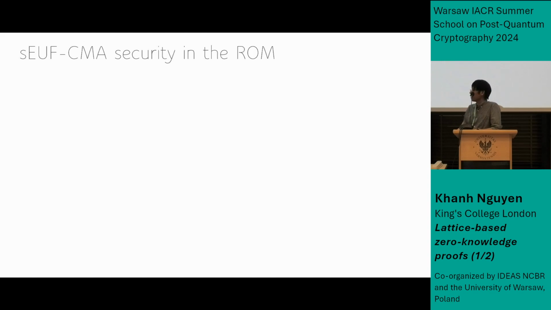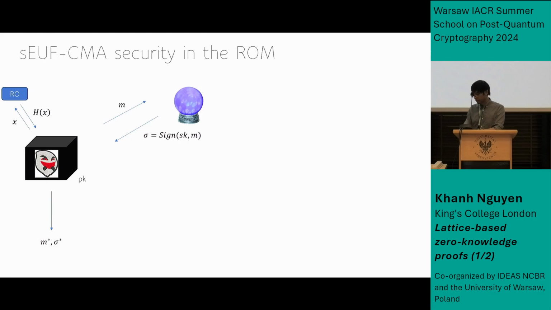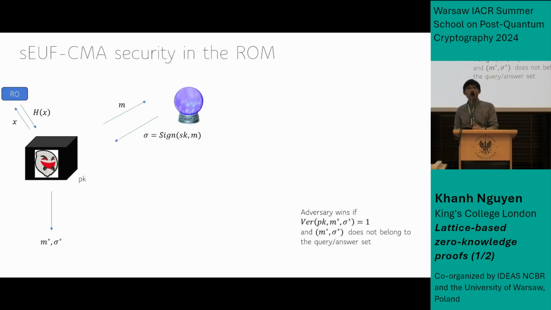So we talk about unforgeability of the signature schemes. What is unforgeability or strong unforgeability in the random oracle model? We have an adversary who has access to the random oracle. He also has access to the signing oracle, so it can query a message M and get the signature back. And then at the end of the process, it outputs a pair M star, sigma star. The winning condition here is that the adversary wins if it's a valid signature sigma star for a message M star, and that pair M star, sigma star doesn't belong to the query answer set that the adversary queried. So the adversary can't have seen this pair before, which is very natural.